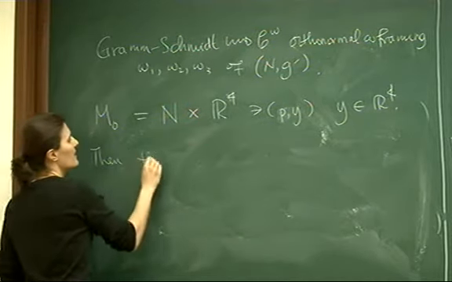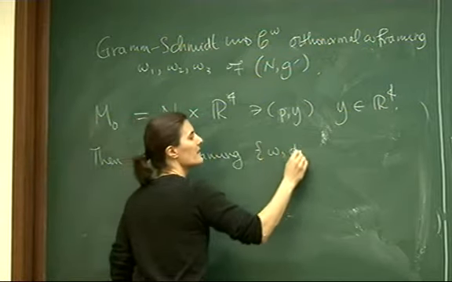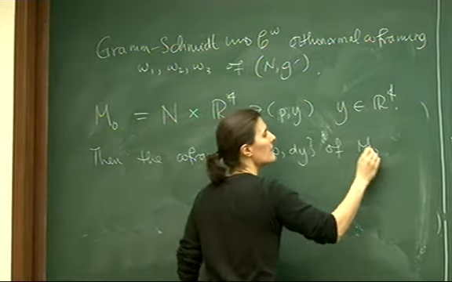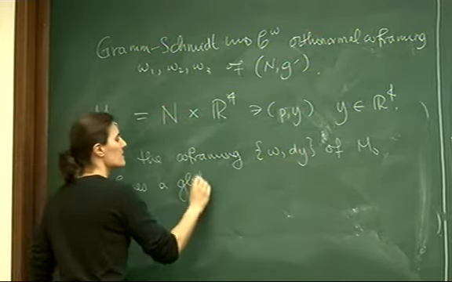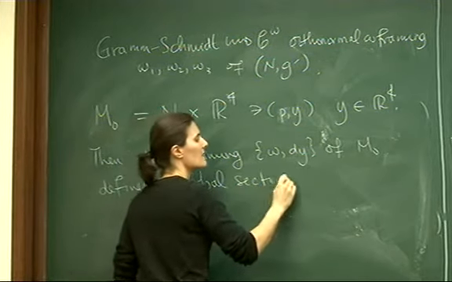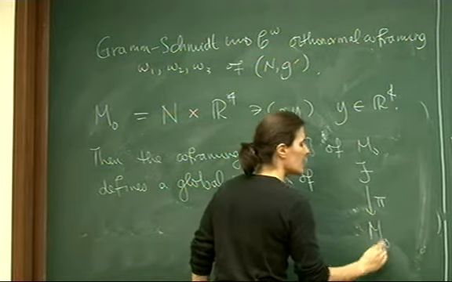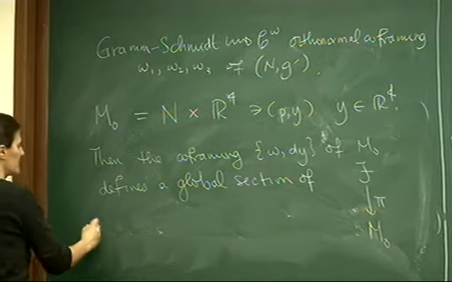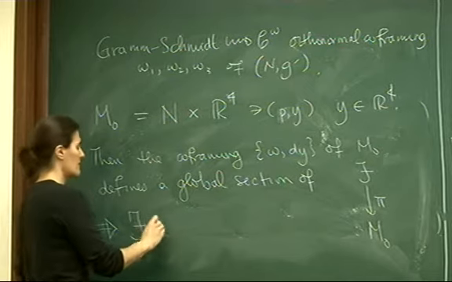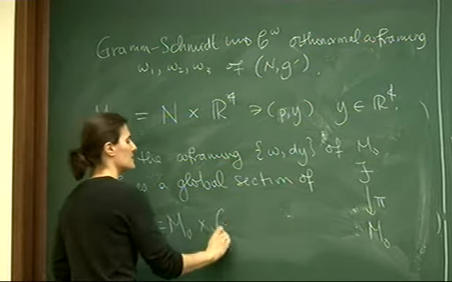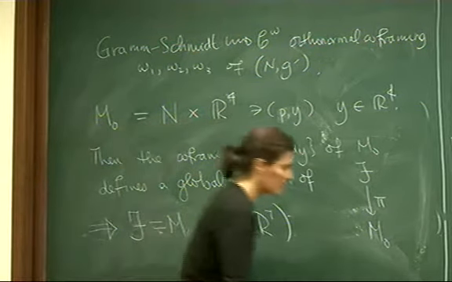Then the co-framing omega, dy of M naught defines a global section of the frame bundle over M naught. So in particular, using this framing, I can start to think of this GL7 bundle as just being M naught cross GL(R7). Okay. And I'll use that identification.